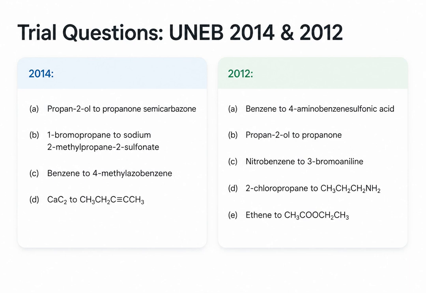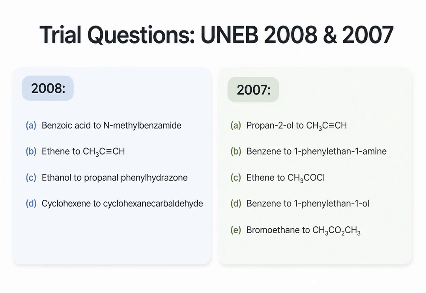The 2014 and 2012 exams introduced some unique functional groups. In 2014, you must synthesize a semicarbazone from an alcohol and build an internal alkyne starting all the way back from calcium carbide. The 2012 questions ask for the synthesis of an ester, ethyl ethanoate, from ethene, and the conversion of a secondary chloride to a primary amine, which requires an elimination to an alkene, followed by anti-Markovnikov addition before introducing the amine group.